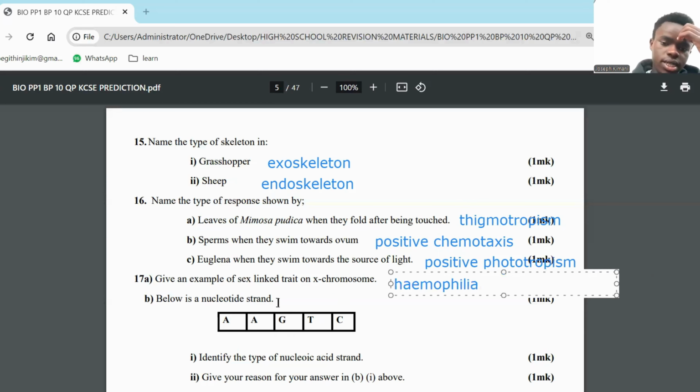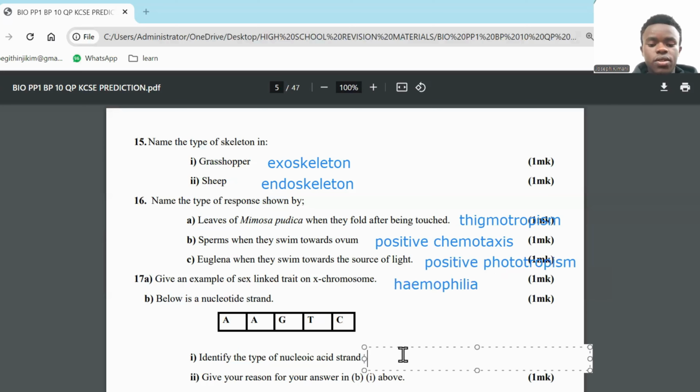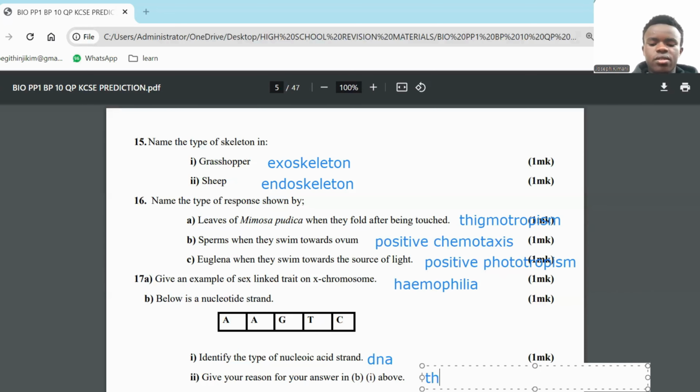And now below is a nucleotide strand. We have adenine, guanine, thymine, and cytosine. So identify the type of nucleotide strand. This will be DNA. Why is that? Because the moment you see thymine, thymine is only present in a DNA strand. If you talk of an RNA, the RNA will have uracil instead of thymine. So this will be DNA. And I'll give you the reason for the answer above: the presence of thymine. So that's basically the answer for that.